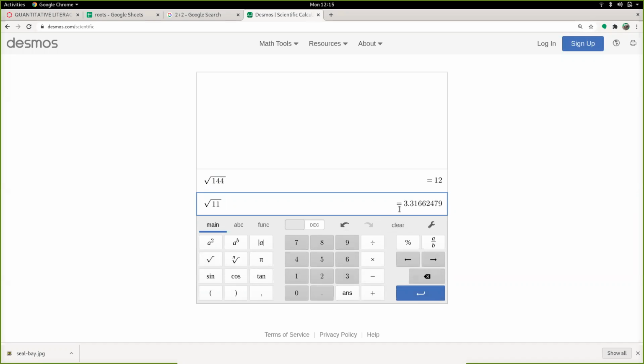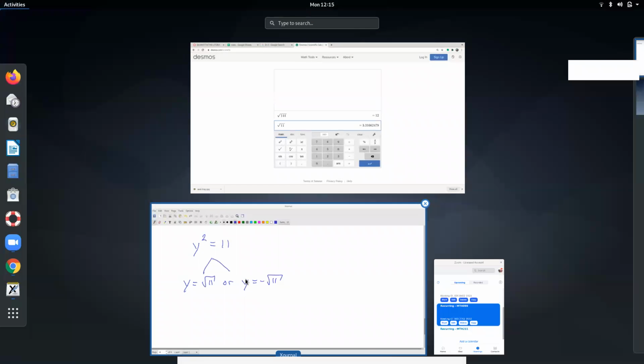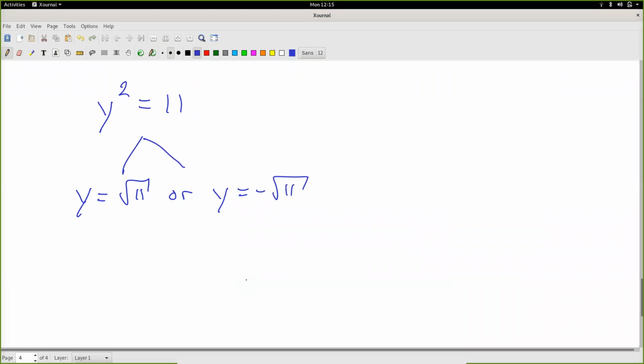3.3166247.9. And different calculators will give different numbers of decimals. Yeah, I got that. So let's write it down. So we get the principal square root, and I'm going to use the wavy equals, which means I'm rounding. And the calculator rounded this to 3.3166247.9. And you may decide, like the homework problem said, give me less decimals, like 5 or 2 or 3. So there's versions of that.